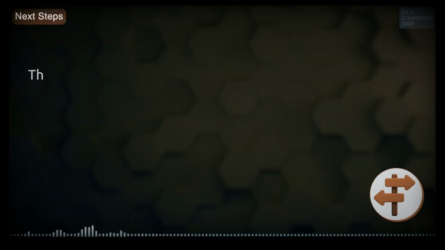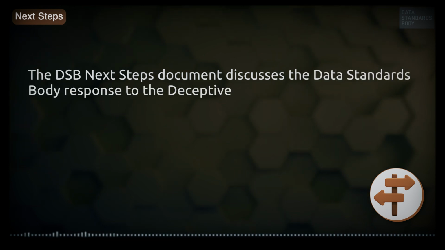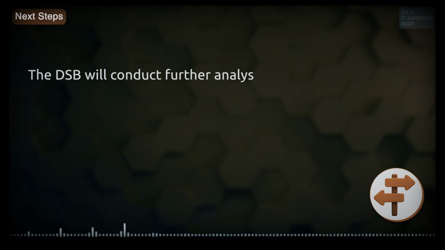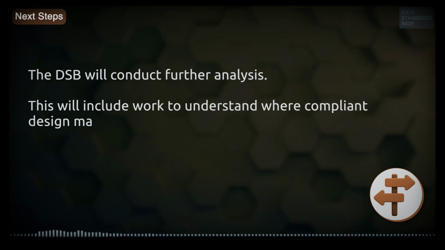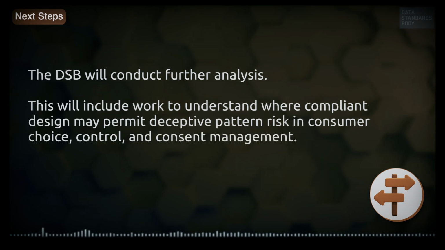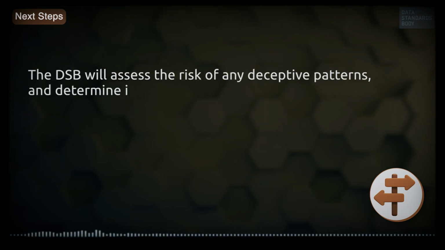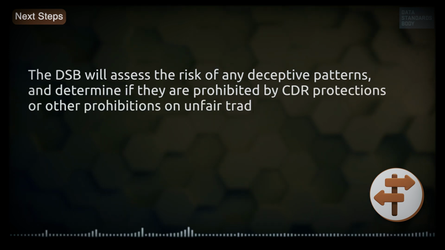Next steps. The DSB Next Steps document discusses the data standards body response to the deceptive patterns reports. The DSB will conduct further analysis. This will include work to understand where compliant design may permit deceptive pattern risk in consumer choice, control, and consent management. The DSB will assess the risk of any deceptive patterns and determine if they are prohibited by CDR protections or other prohibitions on unfair trading.